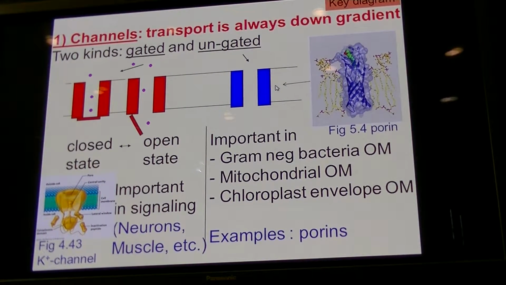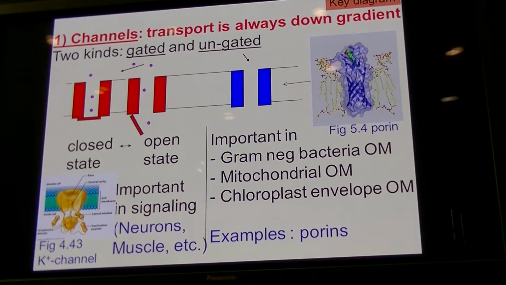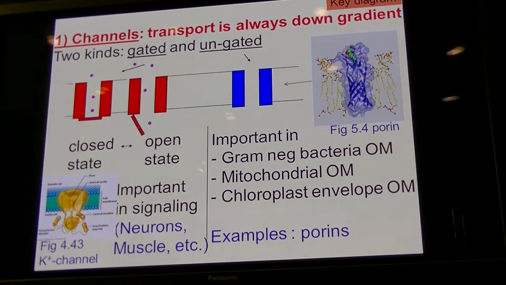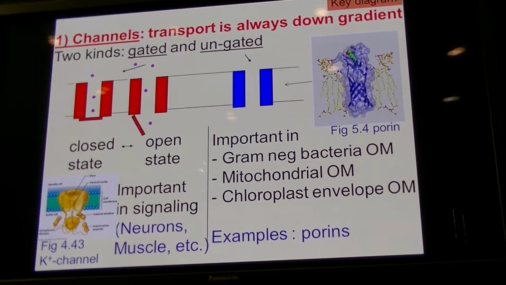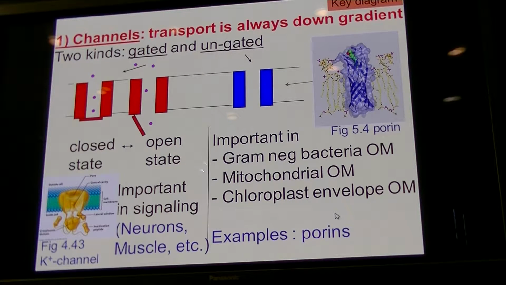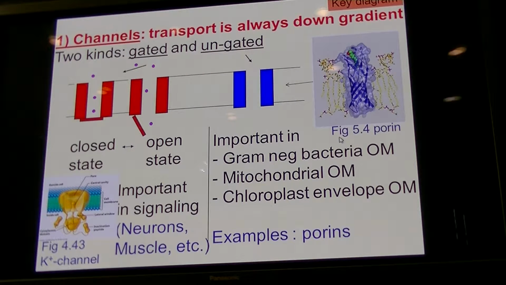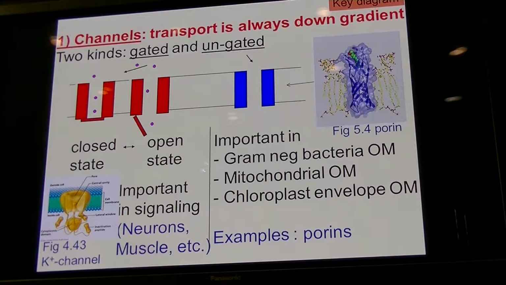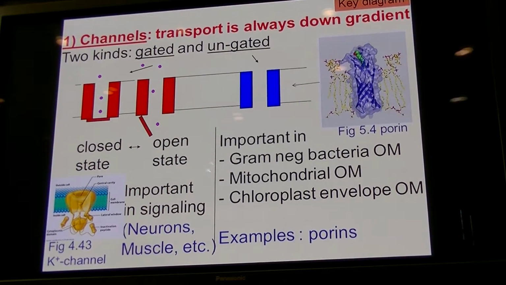Pores are found in the outer membranes of gram-negative bacteria, and also in the outer membranes of mitochondria and the outer membranes of chloroplasts. These molecules have a structure where beta strands come together to form the pore. Here's a diagram of such a pore called porin. And it allows for the quick flux of small molecules through this space.